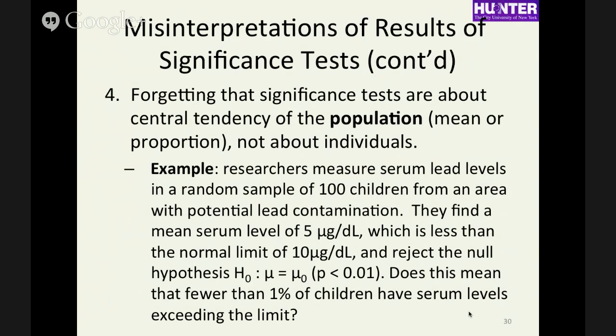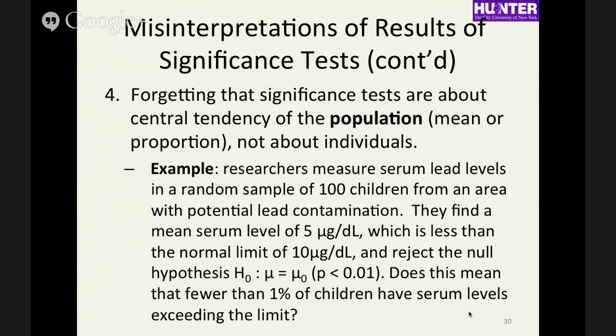So another way to misinterpret hypothesis tests is to forget that they're about the central tendency of the population. So they're about the average of the population. And I had some questions on the last exam about this, just to emphasize that it's about the means of the samples. It's not about the individuals.